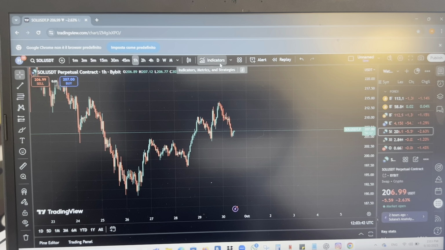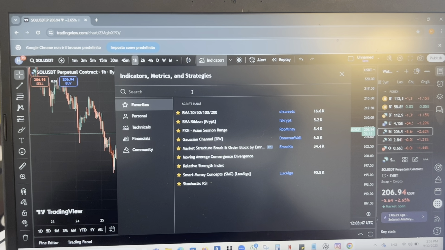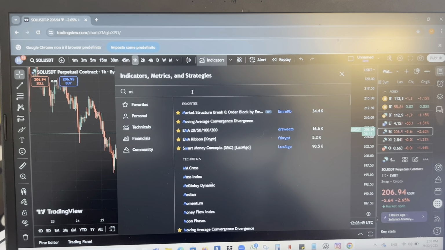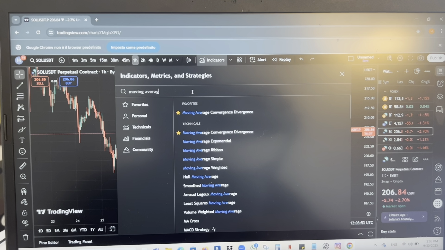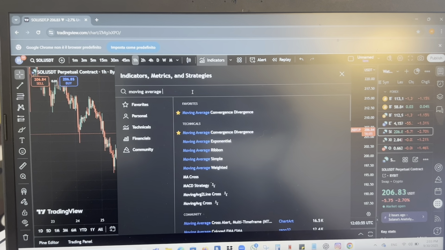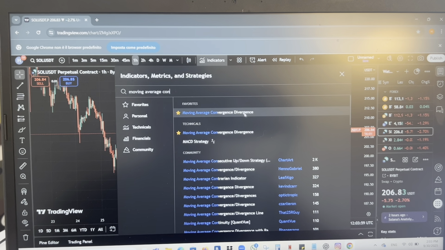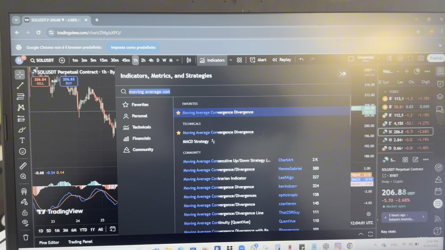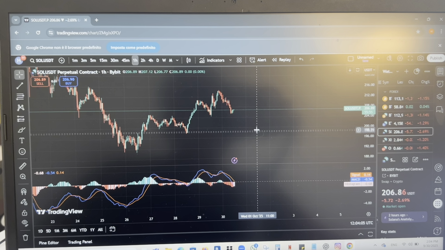Let me show you how to add the MACD indicator to your chart. It's completely easy. You just have to go to the indicators and then type moving average convergence divergence. I have already pinned it. Just click it and then automatically you get the MACD indicator on your charts.